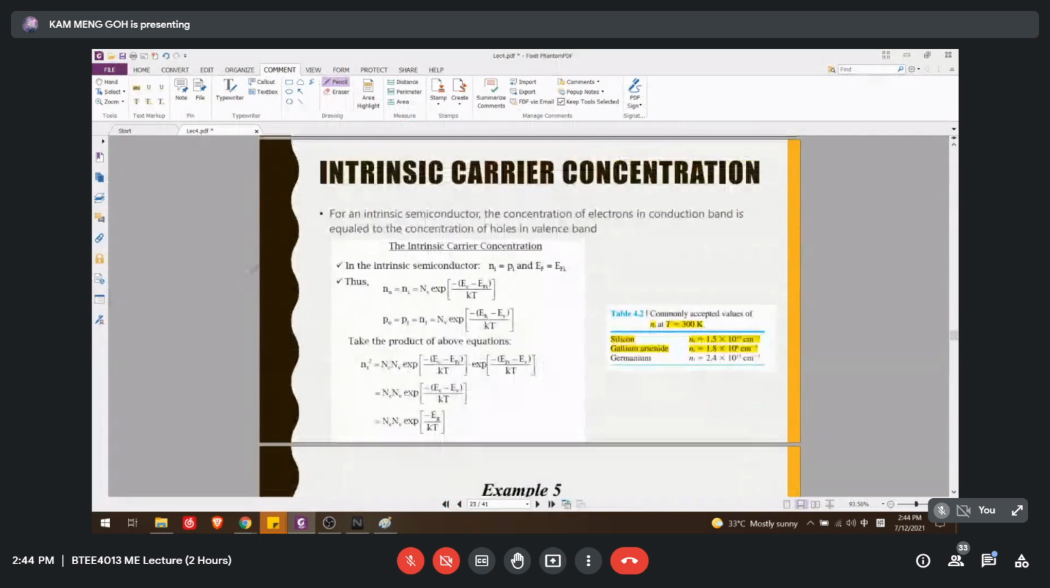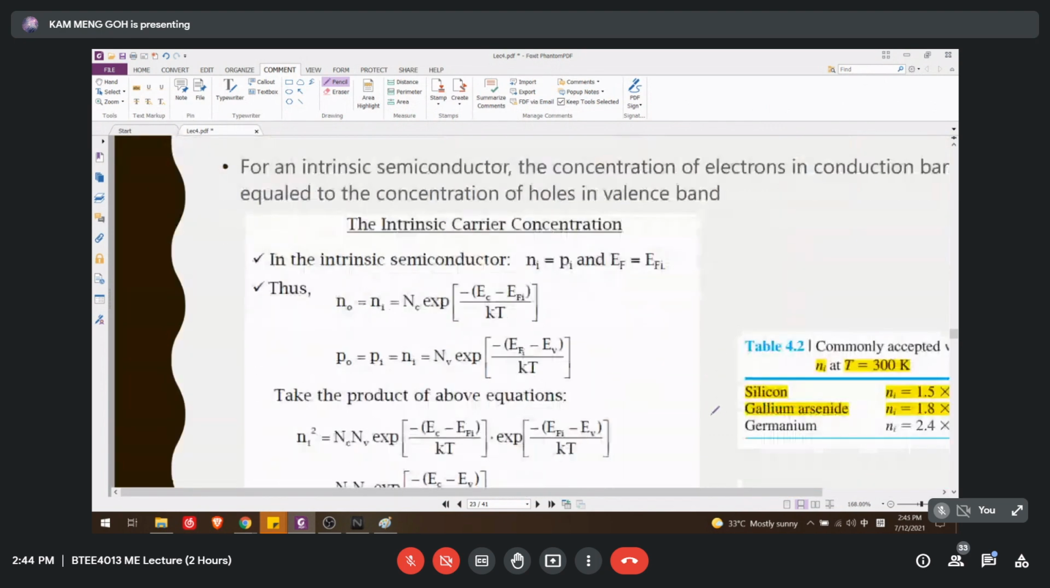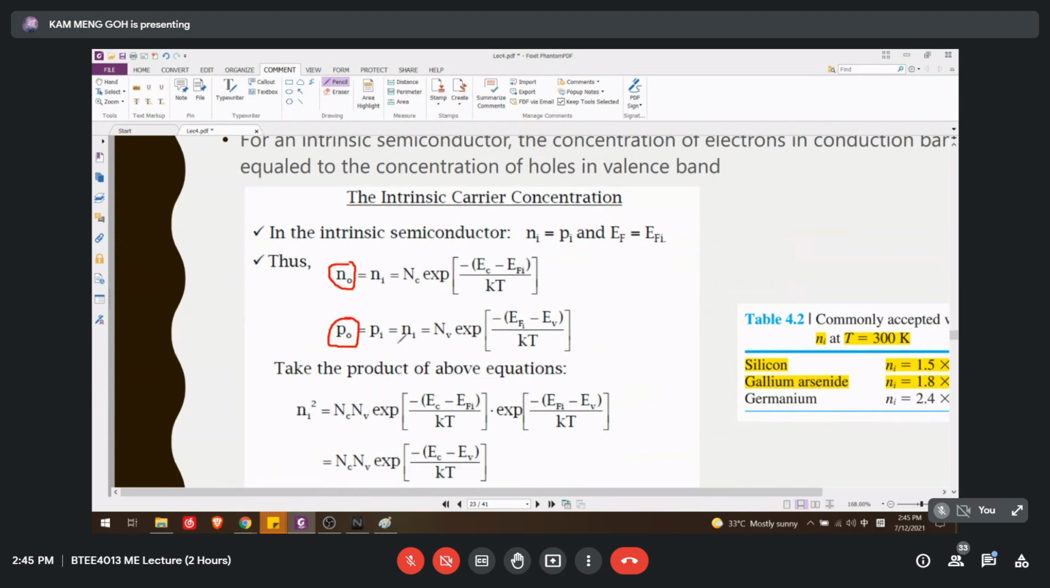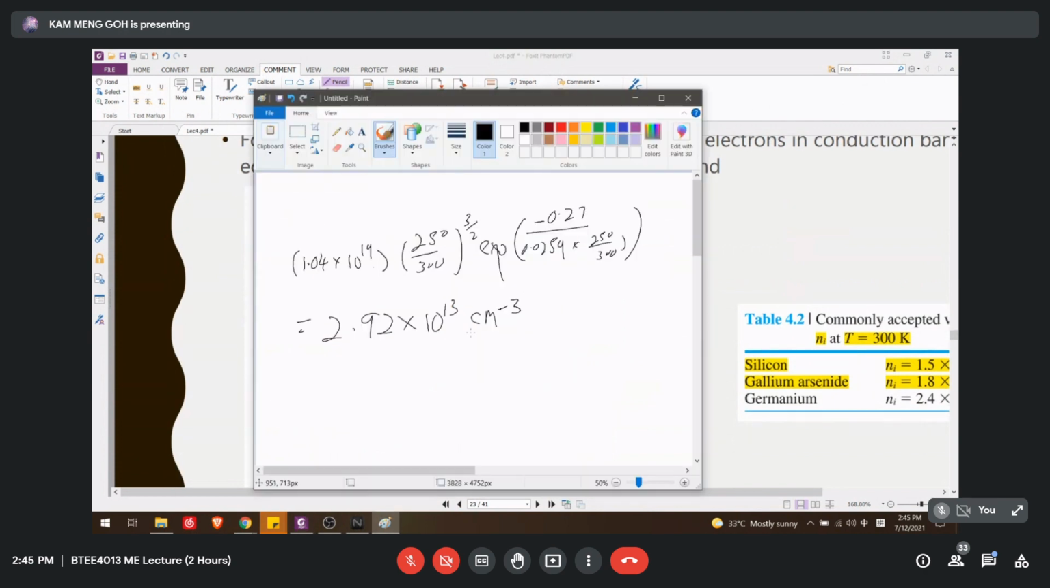So we also have one thing, we call it the intrinsic semiconductor. What is the intrinsic semiconductor? So for the intrinsic semiconductor, basically, you just need to multiply both together. Okay, multiply the N0 and the P0 together. So it goes something like this.